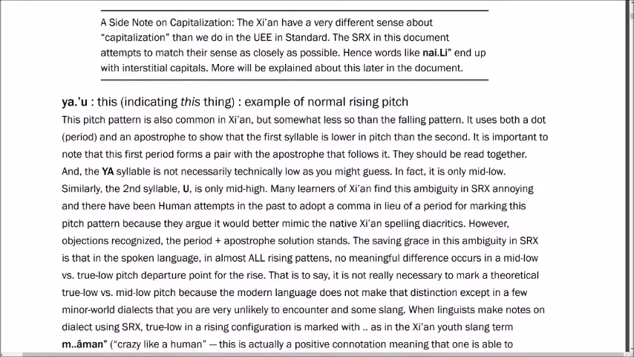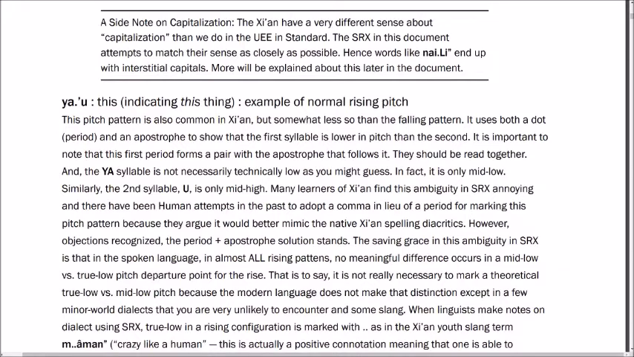Ya, you, this, indicating this thing, example of normal rising pitch. This pitch pattern is also common in Xi'an, but somewhat less so than the falling pattern. It uses both a dot period and an apostrophe to show that the first syllable is lower in pitch than the second. It is important to note that this first period forms a pair with the apostrophe that follows it. They should be read together. And the ya syllable is not necessarily technically low as you might guess. In fact, it is only mid-low. Similarly, the second syllable, U, is only mid-high.